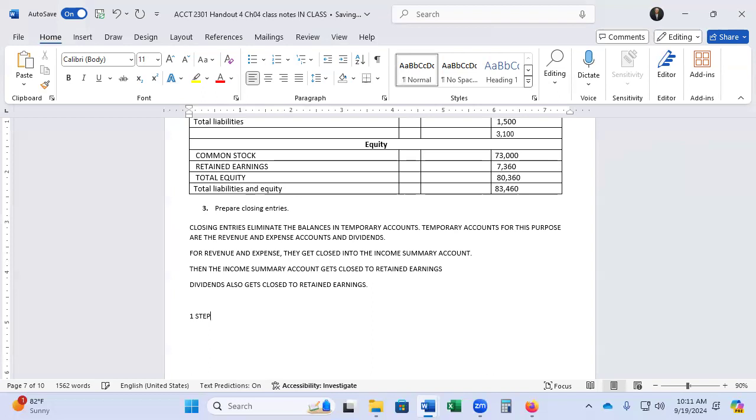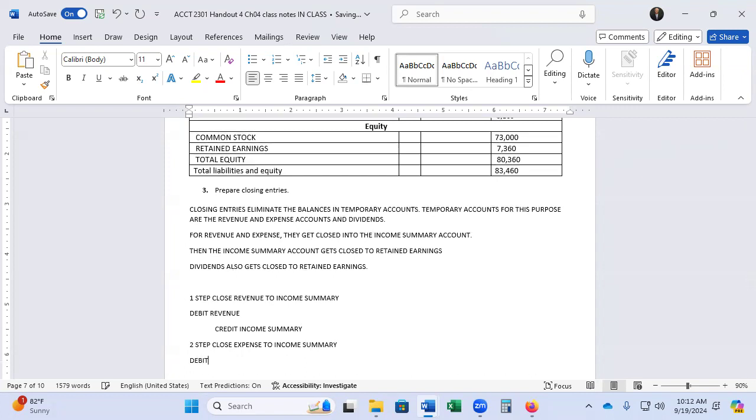So first step, close revenue to income summary, and you'll debit revenue, and you're going to credit income summary. The second step is to close the expense to income summary, and you're going to debit income summary, and you're going to credit expense.